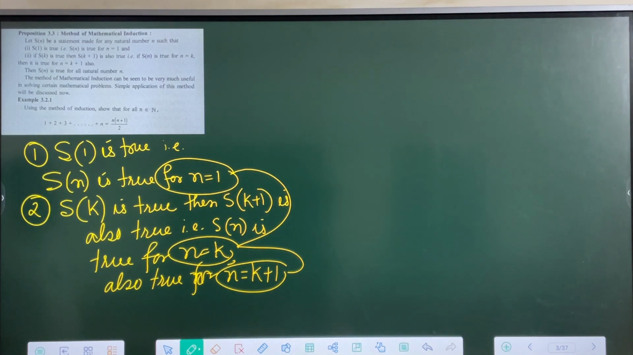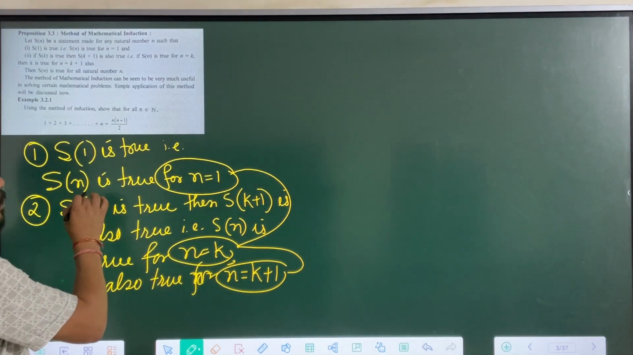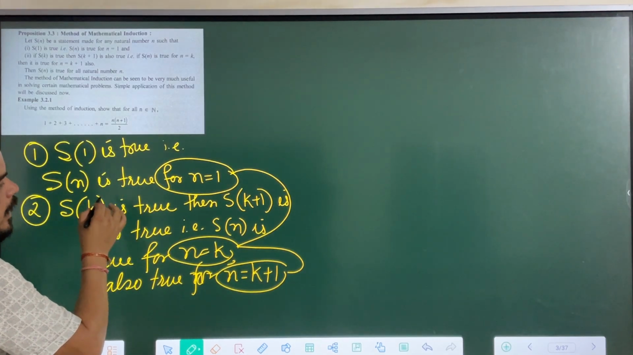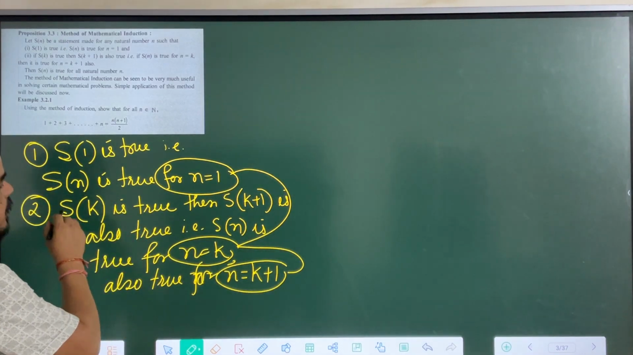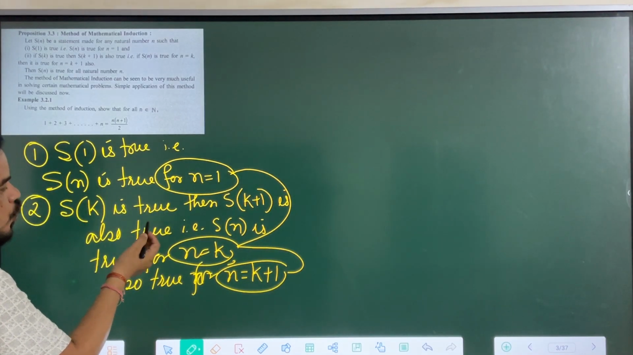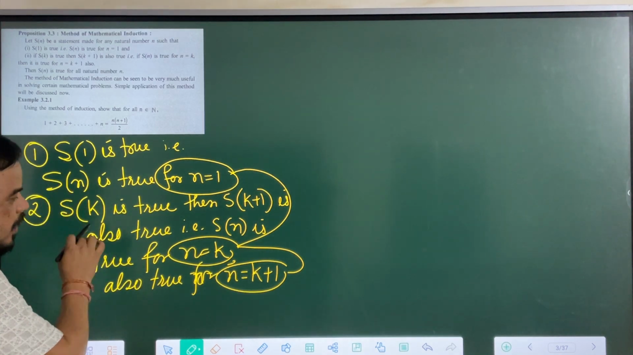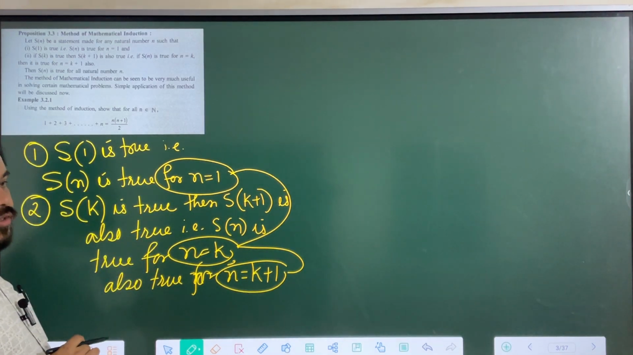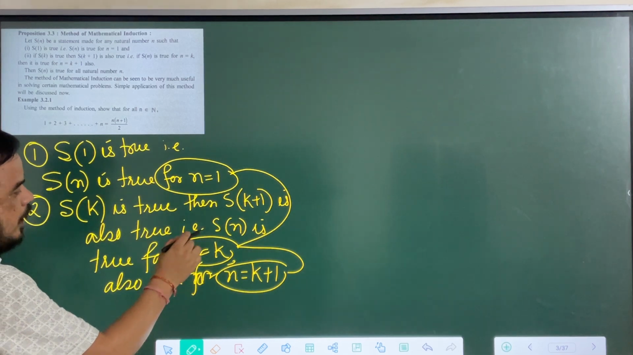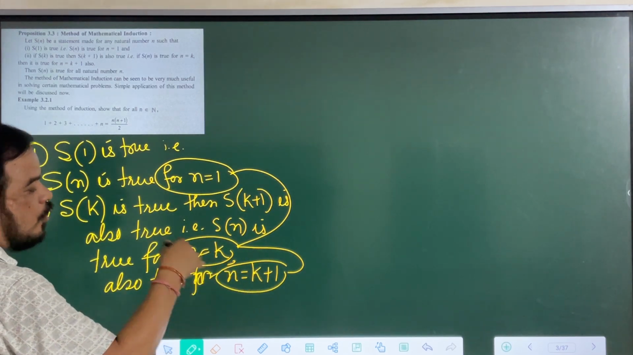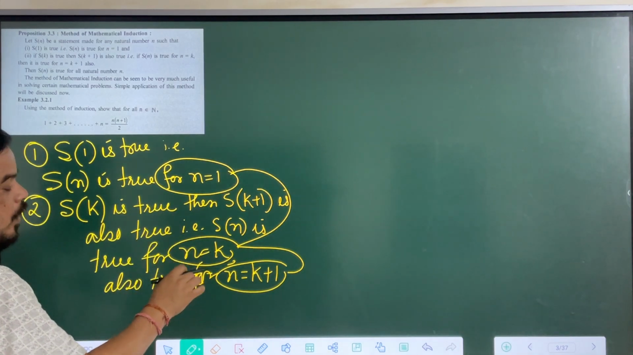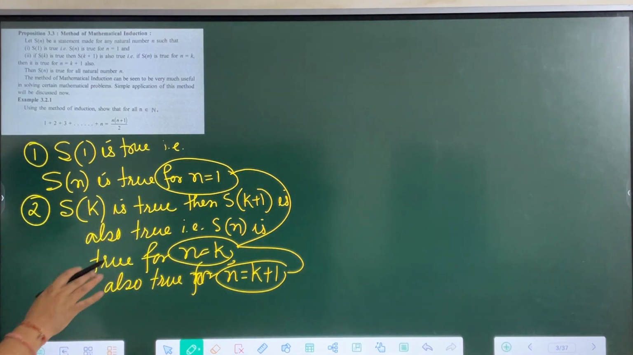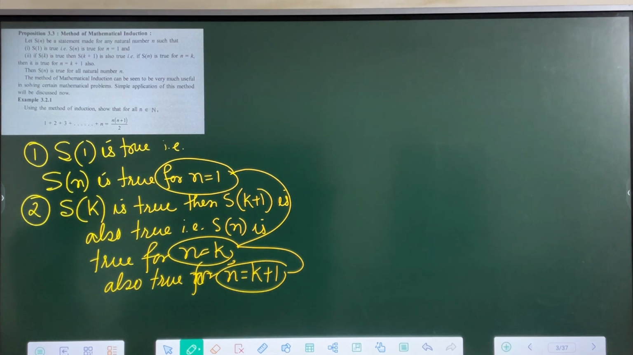These 3 points: n equals to 1, Sn is true, the sum of natural numbers is true. What is true? That the sum of these natural numbers is a natural number. Sk is also true. What is true? That the sum of k terms is also a natural number. Sn for n equals k plus 1 is also true. What is true? That the sum of k plus 1 terms is also a natural number. That is what we have to show.